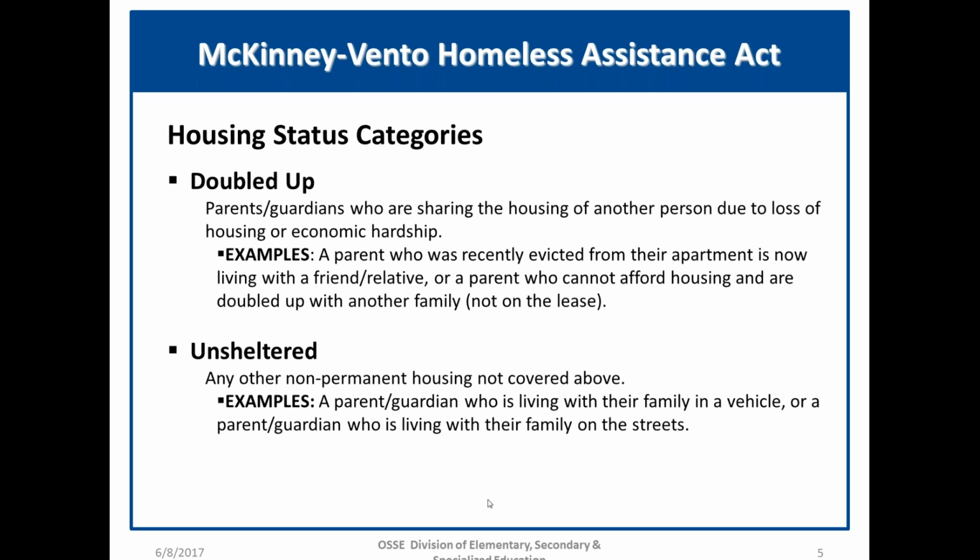The other two categories that we also use is doubled up for families that are in a shared housing situation where they're staying with a family or a friend and they are in that housing situation because they lost their housing or faced economic hardship and had to go stay with someone else. Unsheltered is basically none of the other categories, and it's a non-permanent housing situation that is typically not habitable and not considered an appropriate nighttime residence, such as their car or a laundromat. In those situations, those families are unsheltered.